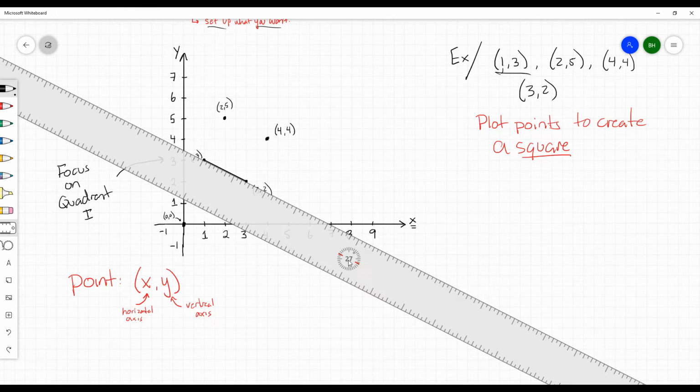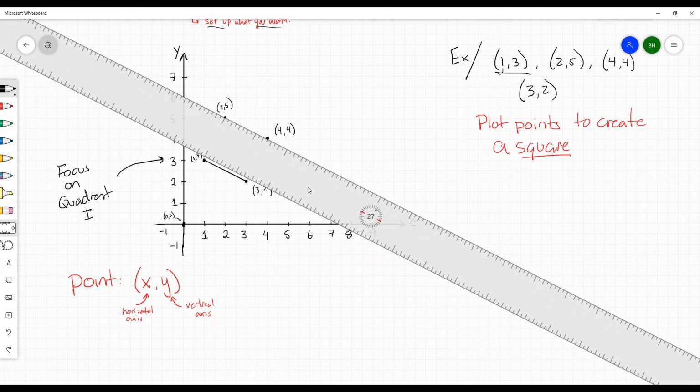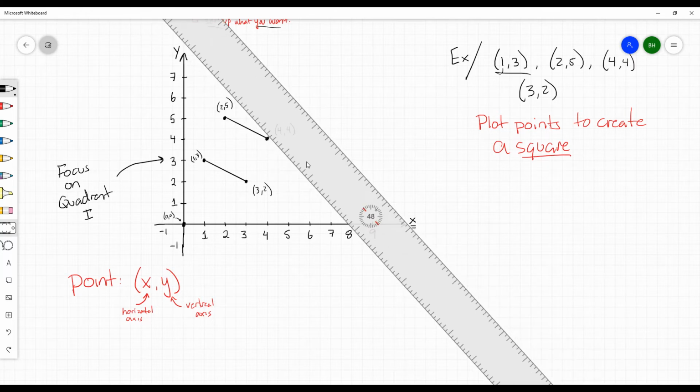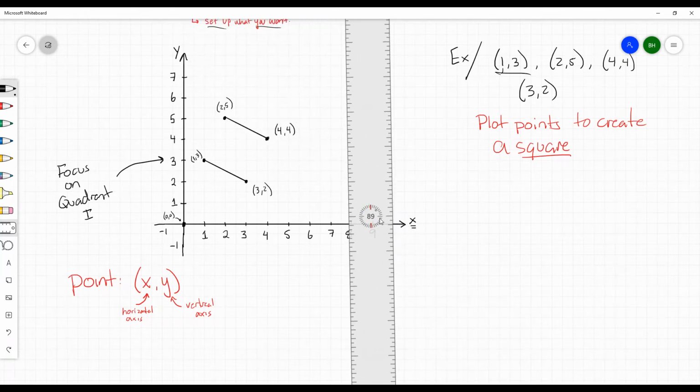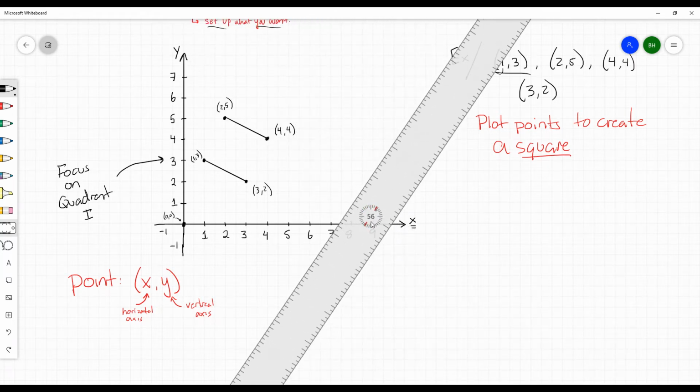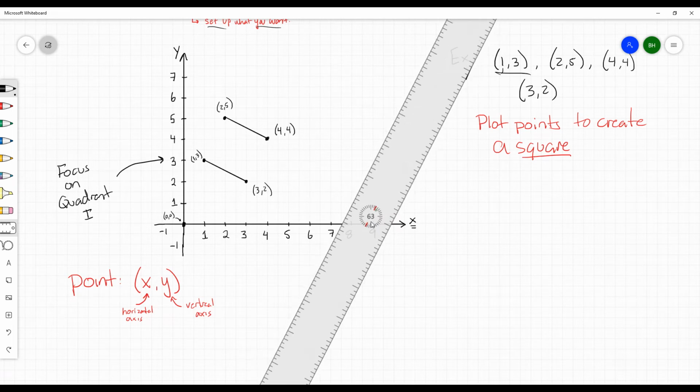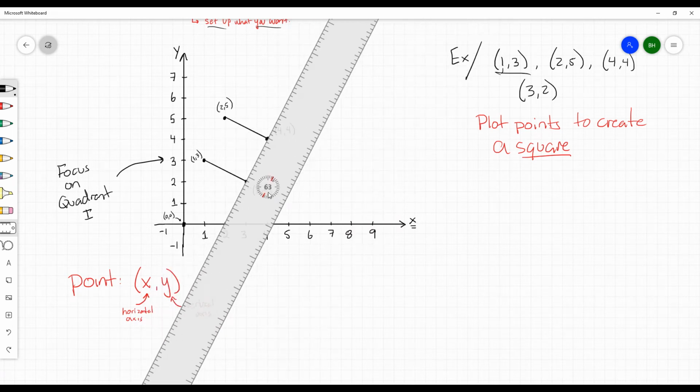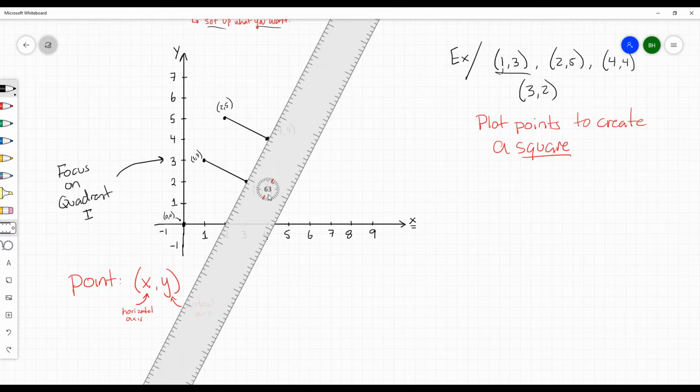So here I'm going to go ahead and connect all of the lines because a square is a closed shape. So all of the sides should be closed between all of the points. And knowing the different properties of a square, we can go ahead and connect all of the points and create a shape that has 4 equal sides.